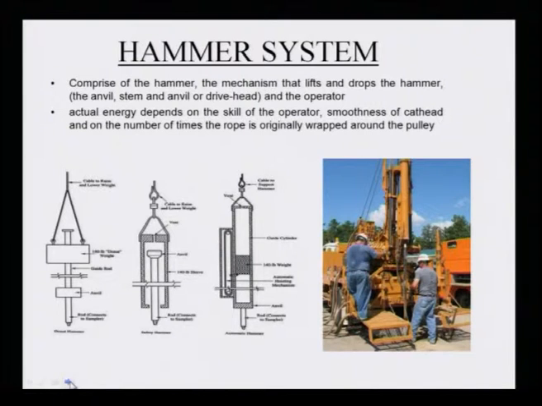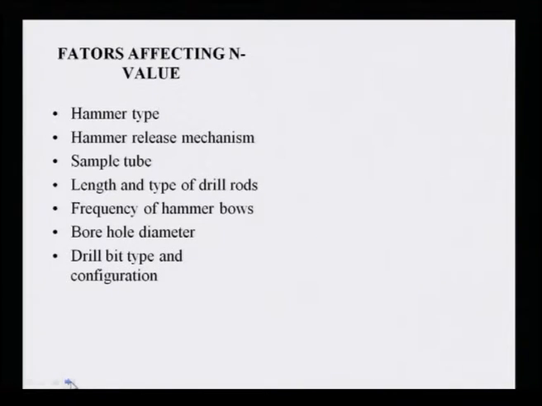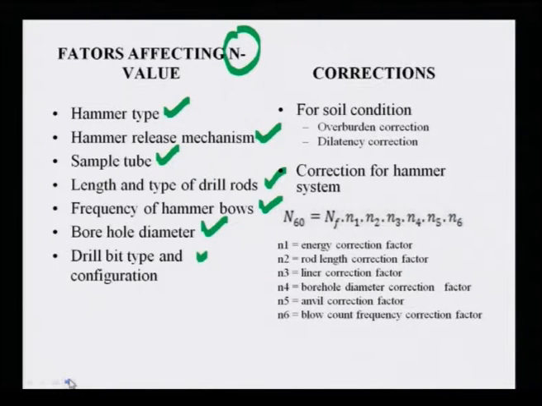Now, if you see this, how many corrections are required, what are the factors affecting the N value in the field: what type of hammer is used, it depends upon the hammer type, also how the hammer is released, whether manually or mechanically operated, what sample tube is used, length and type of drill rods, frequency of hammer blows, then borehole diameter, drill bit type and configurations.